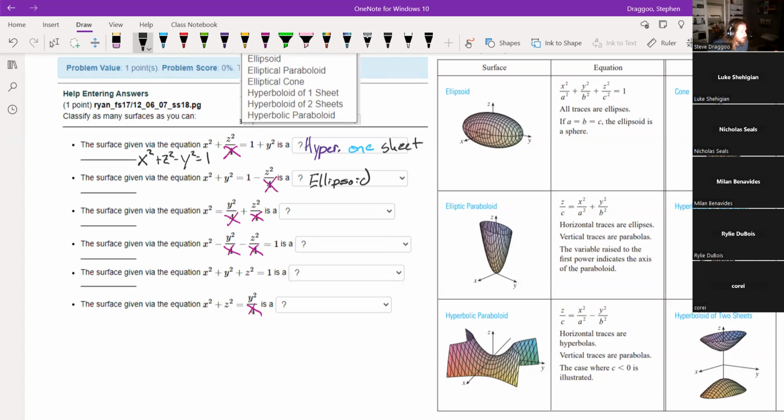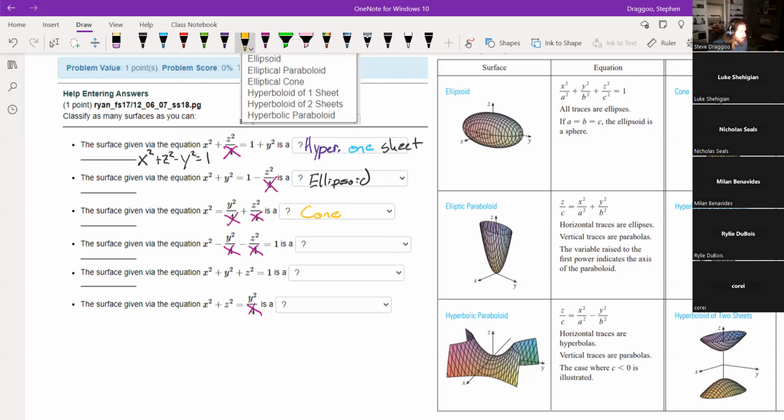The next one down, I've got x squared equals y squared plus z squared. That one looks like a cone. Right, there's no constant term, but all my terms are square. So that thing's a cone.